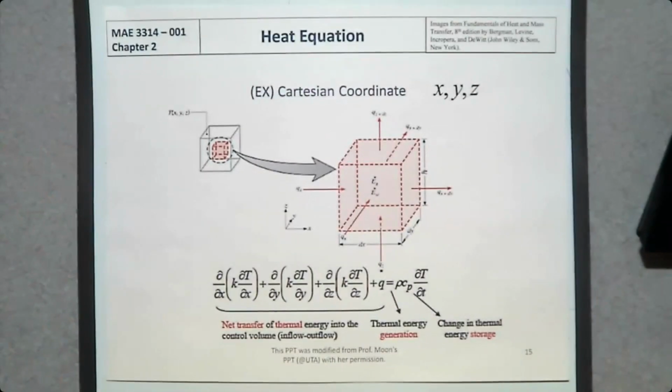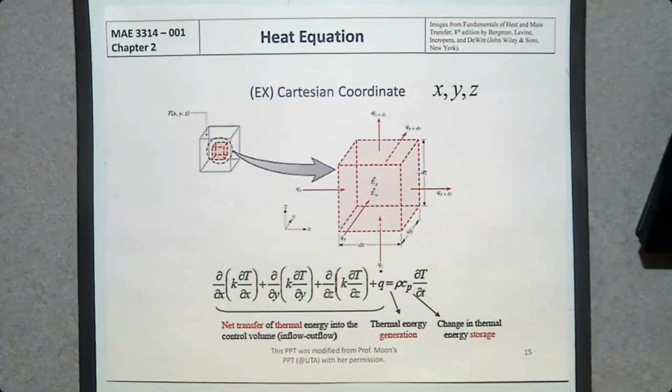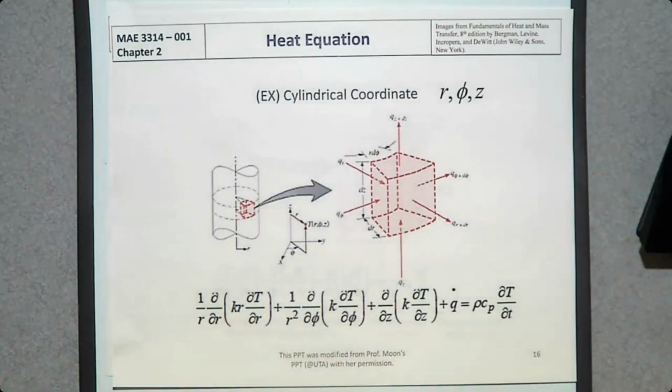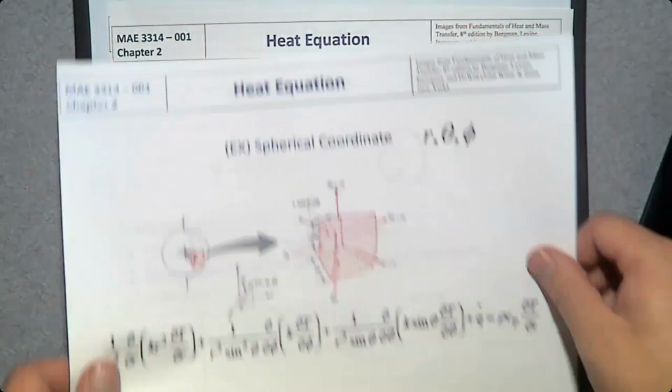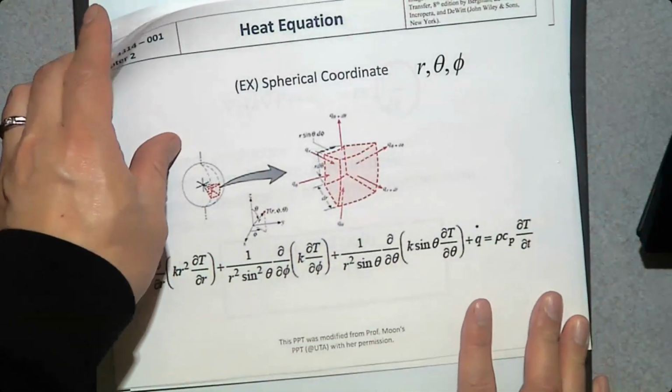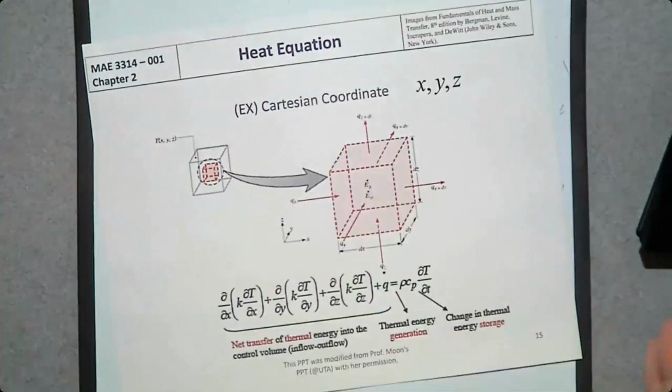So this is the heat equation in Cartesian coordinate system. And we have heat equation in cylindrical coordinate system, and spherical coordinate systems. Okay? So let's go with the easiest one, the Cartesian coordinate system.